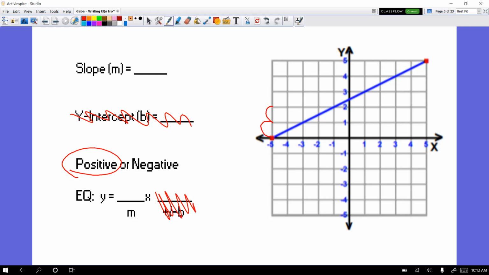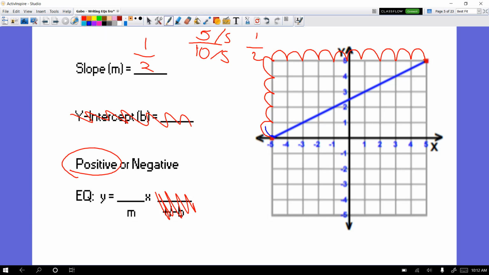So up 1, 2, 3, 4, 5. Over 1, 2, 3, 4, 5, 6, 7, 8, 9, 10. This can be simplified by 5. That'll give you 1 over 2. Your slope is 1/2. And we can double check that by going up 1 over 1, 2. There was a point. Up 1 over 1, 2. There was a point. Up 1 over 1, 2. There's a point. So cool, it checks out.